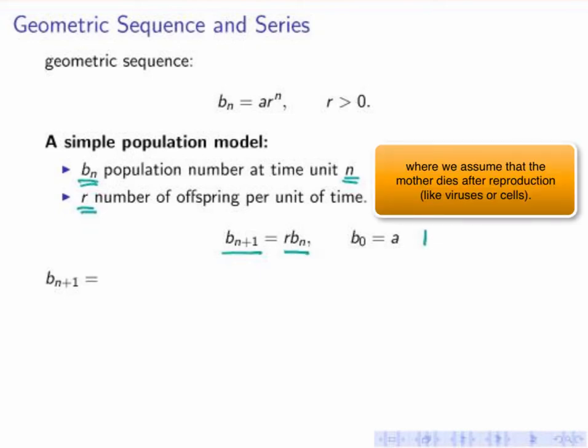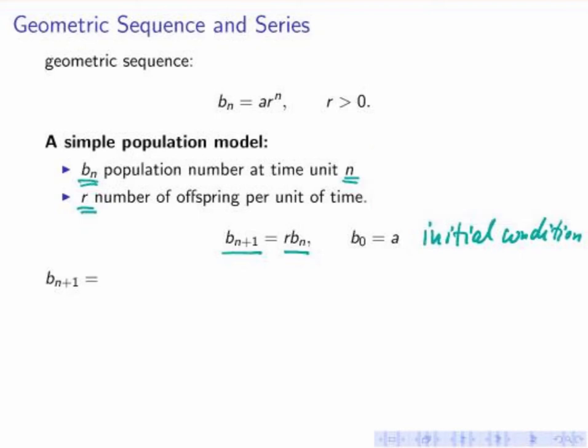And then we give an initial condition which says how many animals we had at the beginning of the experiment or beginning of the observation. Now we can find a closed formula for this recursion, right? This is a first order recursion, but we can substitute it in, so we can write this as r times bn. But now for bn we can use the same recursion, so then this is r times r times bn minus 1. And then we can use the same recursion again, and we replace bn minus 1 by r times bn minus 2. So maybe step by step.